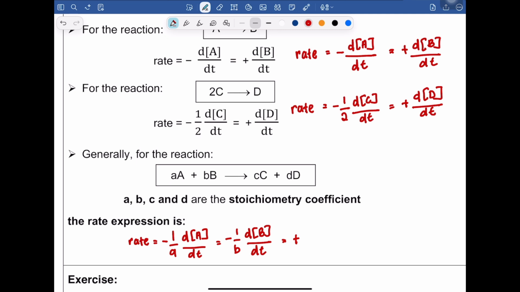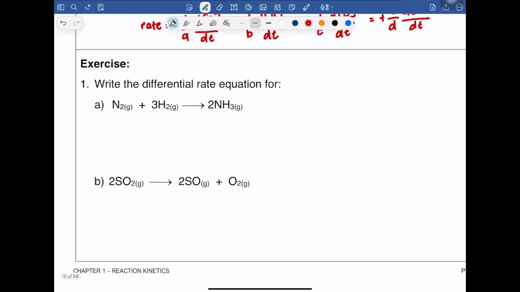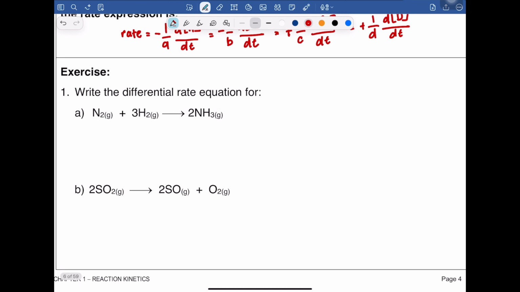Now, madam, is it okay if we don't put the sign because it is positive? The answer is no. Okay, you have to put the positive sign. And the last one is positive 1 over d d[D] over dt. So if the question is asking you to write the rate expression or differential rate equation, this is it.